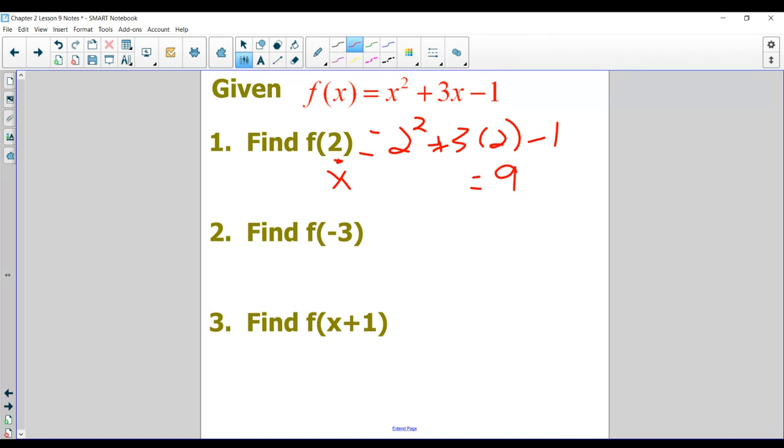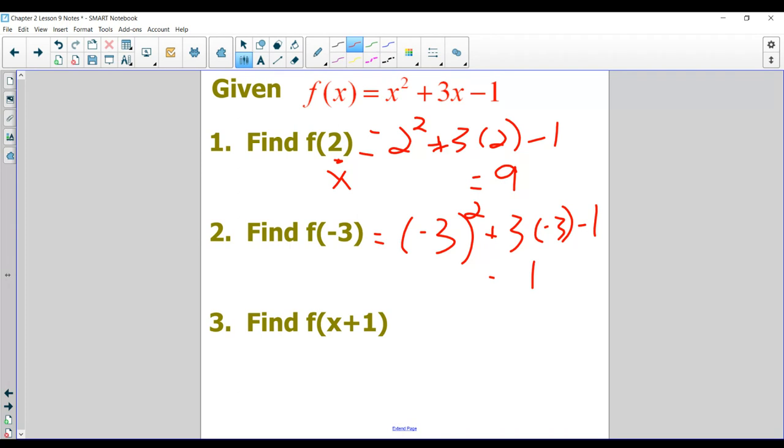When you do f of negative 3, when you plug it into your calculator, a lot of people do this one wrong. The negative is squared as well, so you need to put that in parentheses. If you don't, you'll get the wrong answer in your calculator. So this would be 9 minus 1, so that would be negative 1.